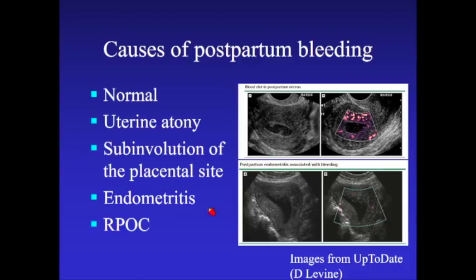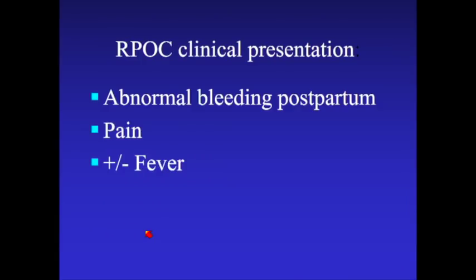So causes of postpartum bleeding. When a patient comes in bleeding postpartum, it really matters how long ago was the delivery, because you might have fluid and debris as a normal finding postpartum. In the first 24 hours, uterine atony can be a cause of bleeding. I'm going to discuss more the subinvolution of the placental site, but it's an important thing to keep in your mind as a cause of bleeding. Endometritis, usually the patient will have pain and discharge, maybe have a fever, and then retained products.